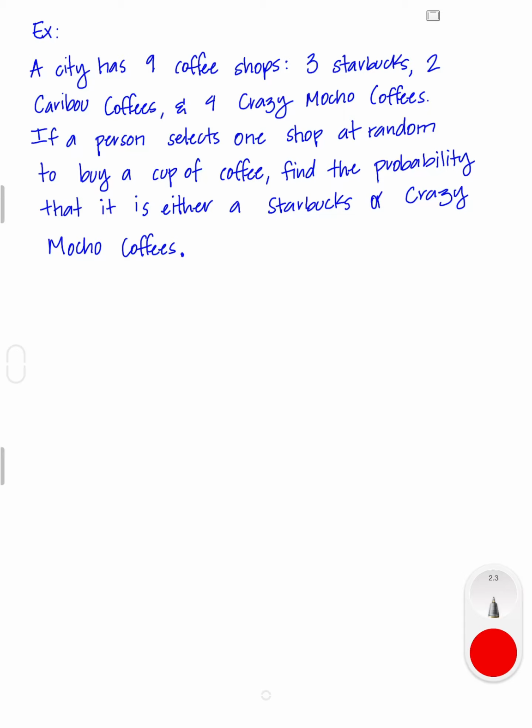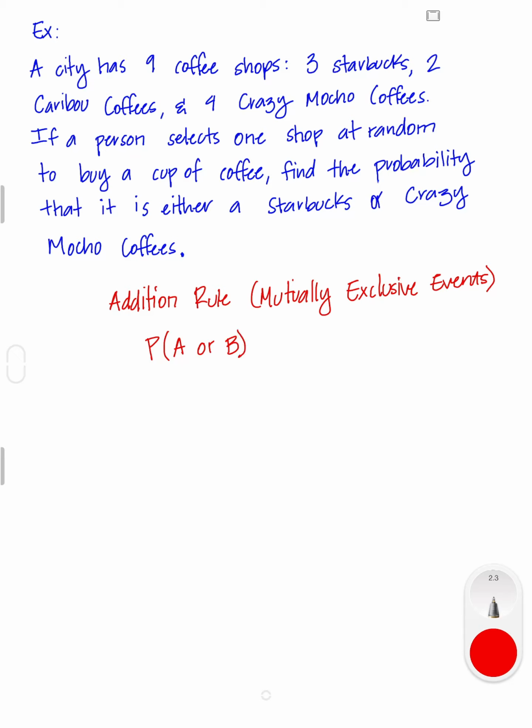So for this problem, we're going to be using addition rule 1 that was given to you on the PowerPoint slide. And that addition rule applies for mutually exclusive events. And it says that if we're finding the probability of event A or B, then basically what we have to do is find the probability of each one separately and then add them.